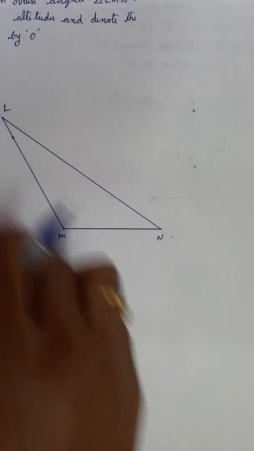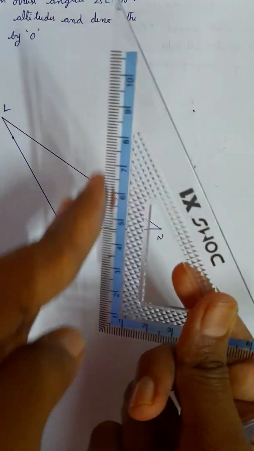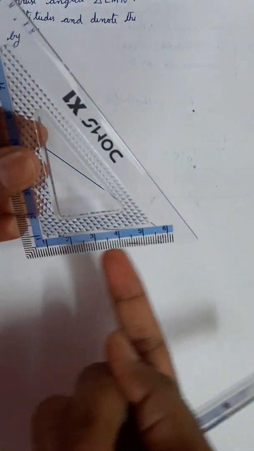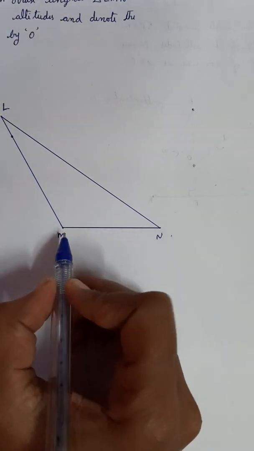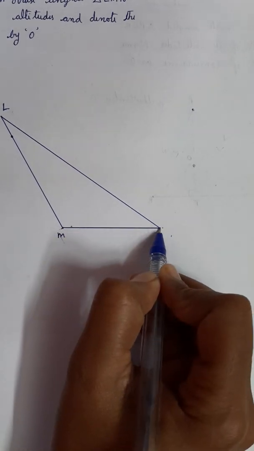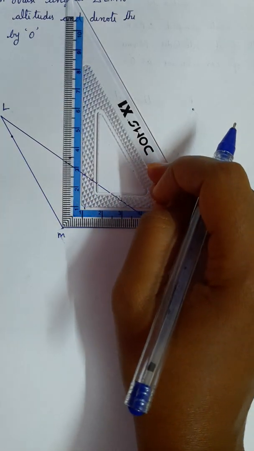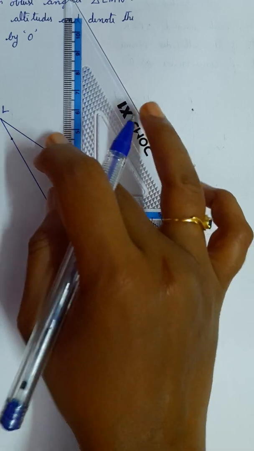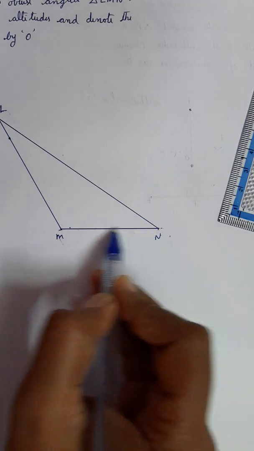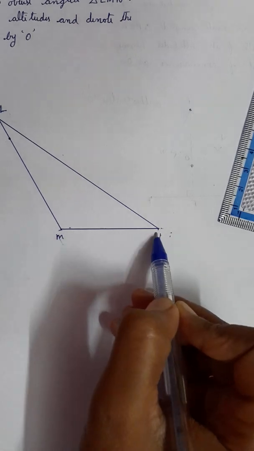Now altitudes for all the sides. So first I am taking a set square, and you know the base and perpendicular height. So base should be on the line. See here we have three sides. So if I am taking one side MN, on the MN I am keeping my set square. But what is the condition to draw height or altitude? It is the perpendicular distance to the opposite side. See, this is the line and the opposite vertex is L. Opposite vertex of MN is L.